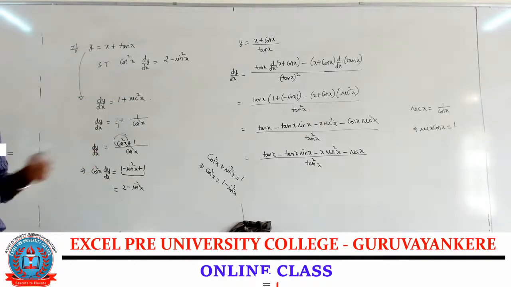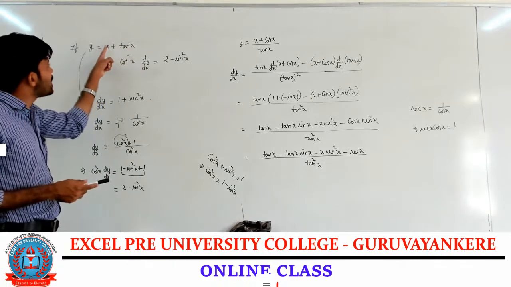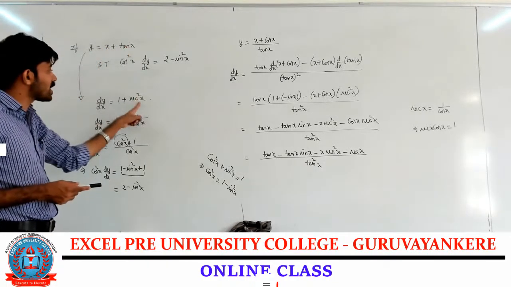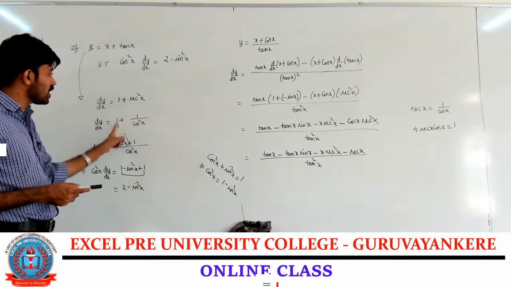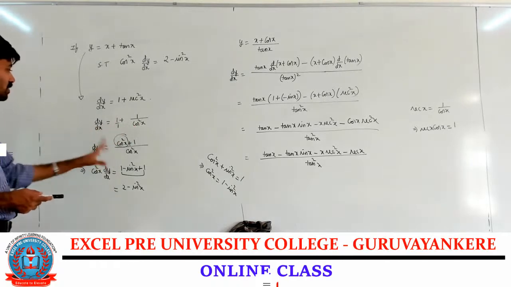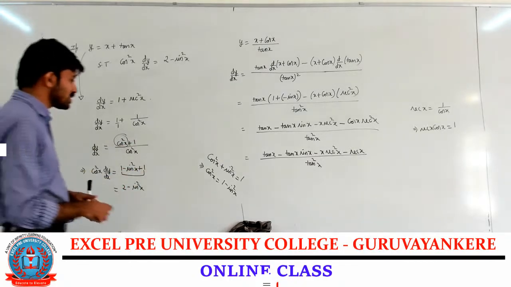Important question, can be asked for 3 marks. Very simple question. Just differentiate each term with respect to x. The derivative of x is 1, and the derivative of tan x is secant square x. Secant square is 1 by cos square. Take the common denominator cos square x, cross multiply, simplify, and write cos square x as 1 minus sin square x plus 1. 1 plus 1 is 2, giving 2 minus sin square x.